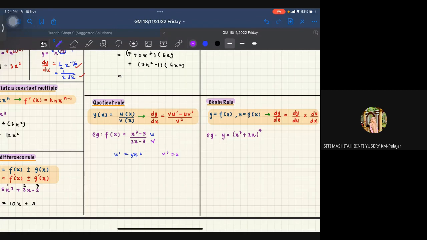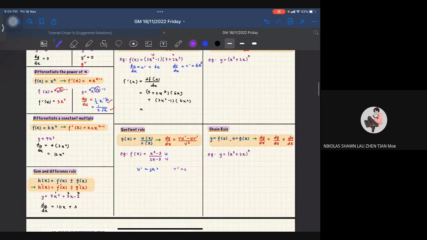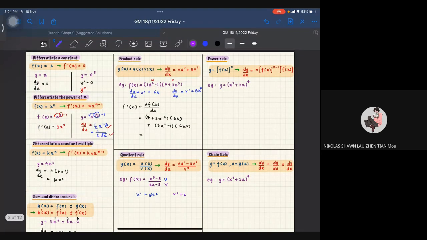Okay, so dekat sini pun saya tak payah sambung, awak sambung sendiri, boleh ke? Boleh, Miss. Okay. Saya rasa saya macam laju gila sekarang. Right. So now let's move on to power rule and chain rule.